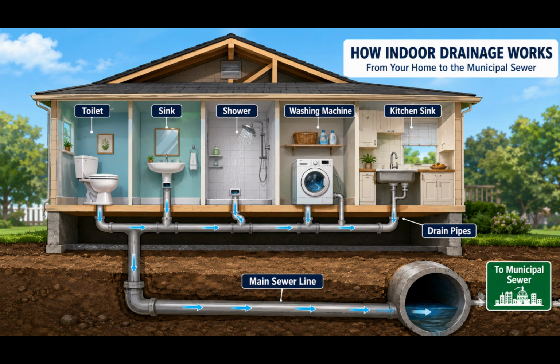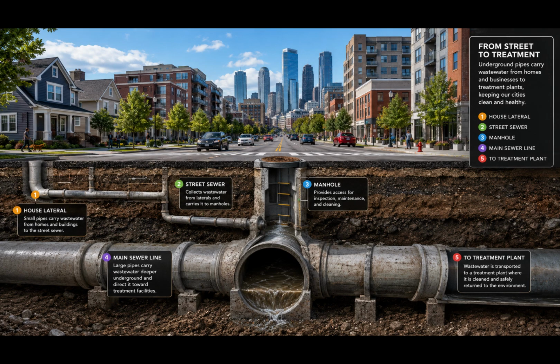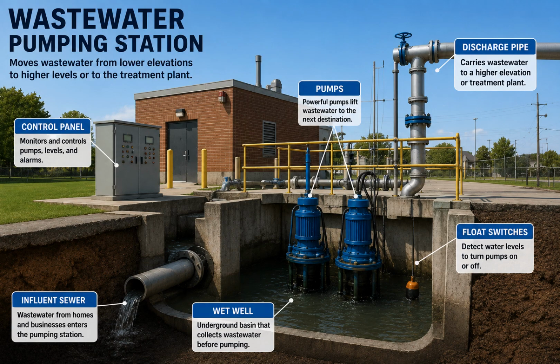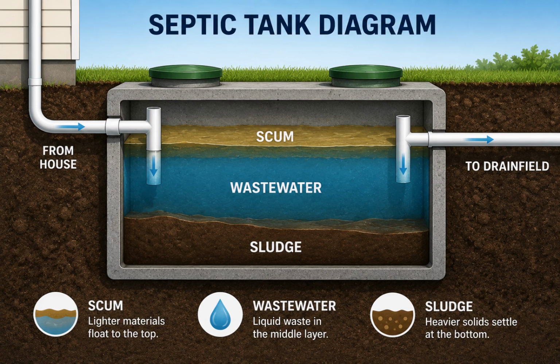Gravity usually moves the wastewater through underground sewer pipes. These pipes are installed at a slight downward slope, allowing wastewater to flow away from homes and buildings. In places where gravity alone is not sufficient, wastewater pumping stations collect the wastewater and pump it to a higher elevation or toward the treatment plant.